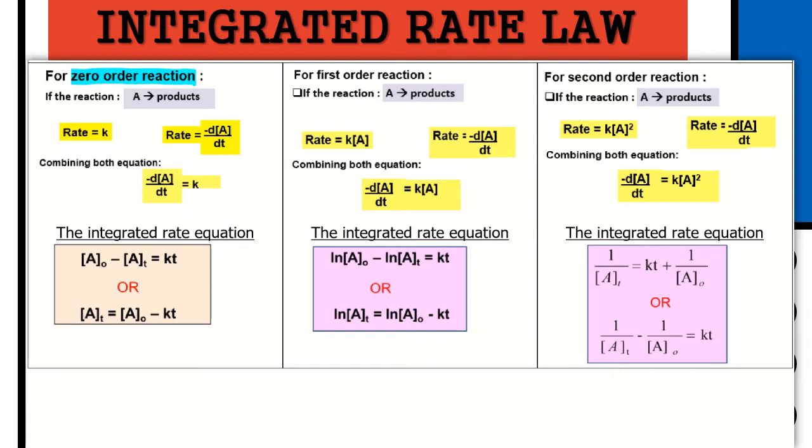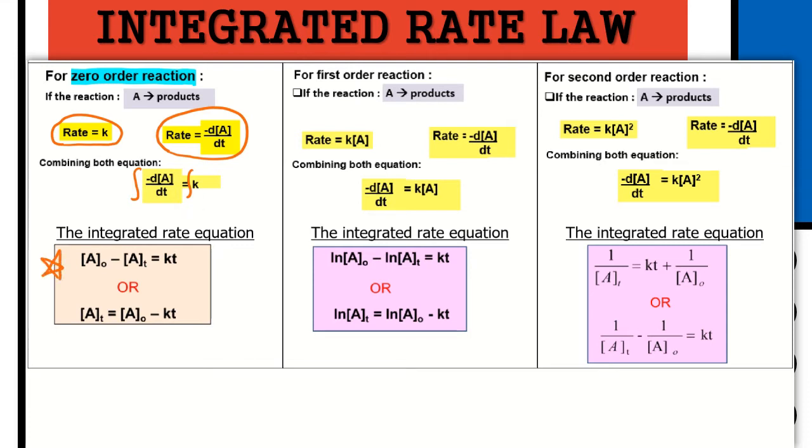Now, how do we get our integrated rate equation? By combining 2 different equations. The first one here, we have our rate law, and here we combine it with our rate of disappearance of the reactant. So by combining these equations, we will get this equation, and we will do integration here. I will not show how to integrate this equation. What you need to know is you need to memorize this equation.